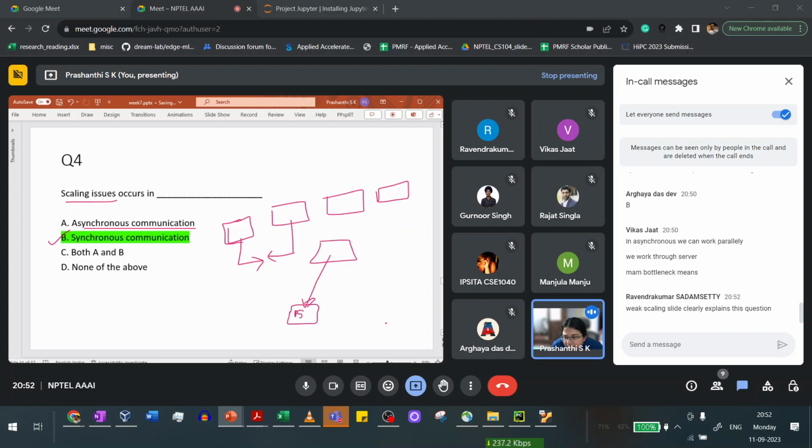Weak scaling can explain this question. Yes, you can think of it in those terms. Any other doubts on this?